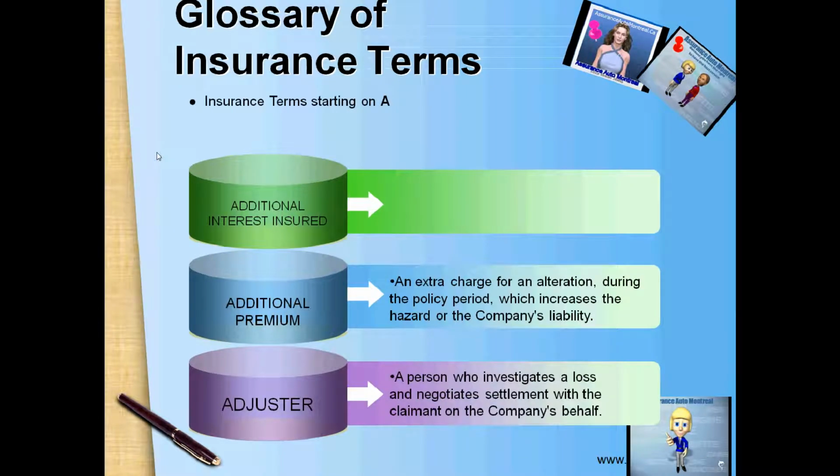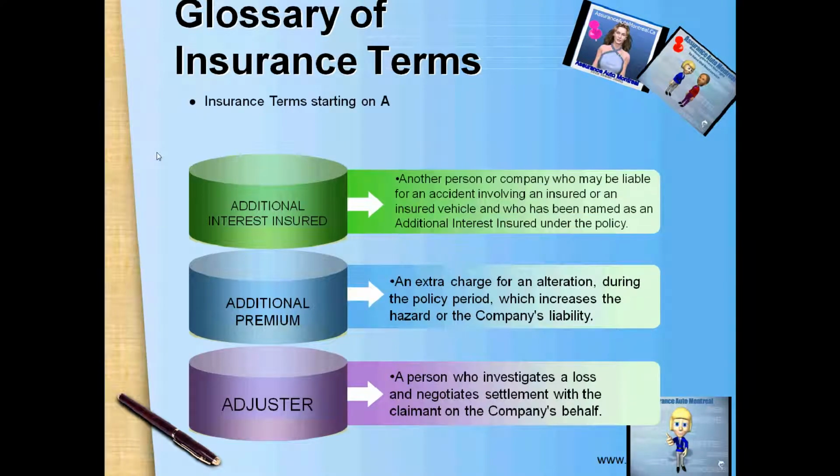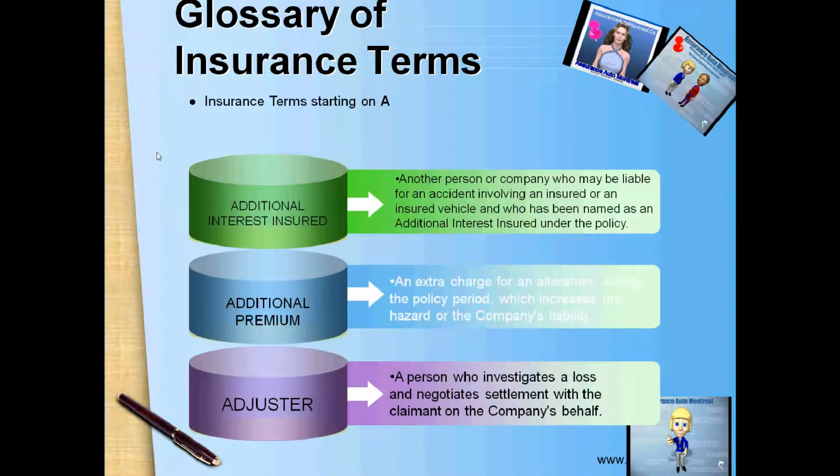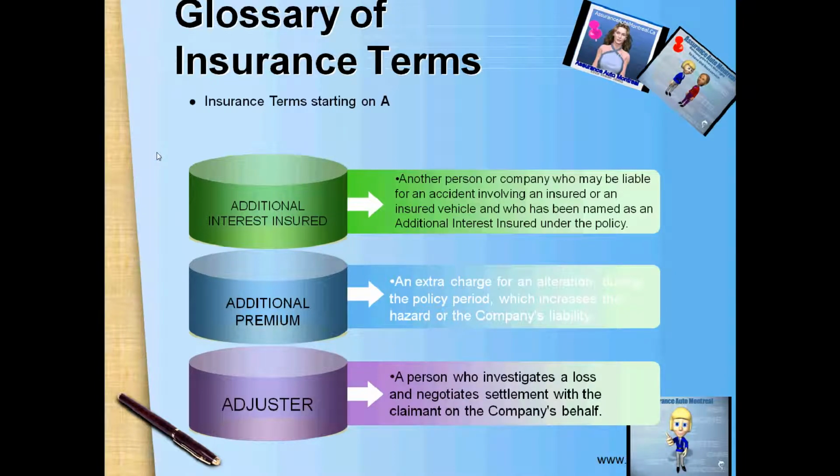Additional interest insured. Another person or company who may be liable for an accident involving an insured or an insured vehicle and who has been named as an additional interest insured under the policy. Additional premium. An extra charge for an alteration during the policy period, which increases the hazard or the company's liability. Adjuster. A person who investigates a loss and negotiates settlement with a claimant on the company's behalf.